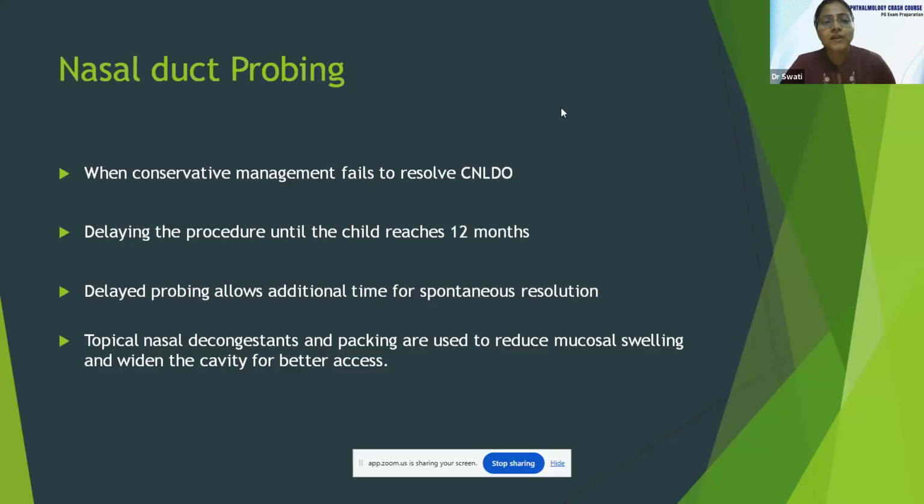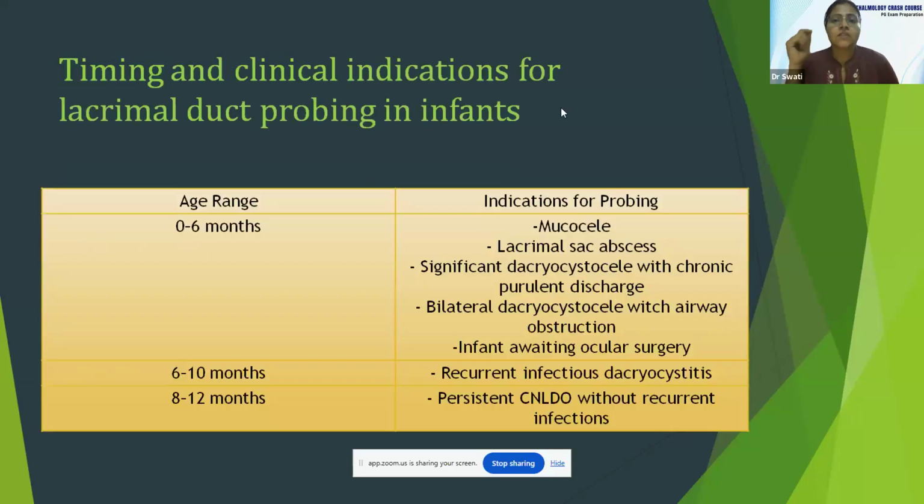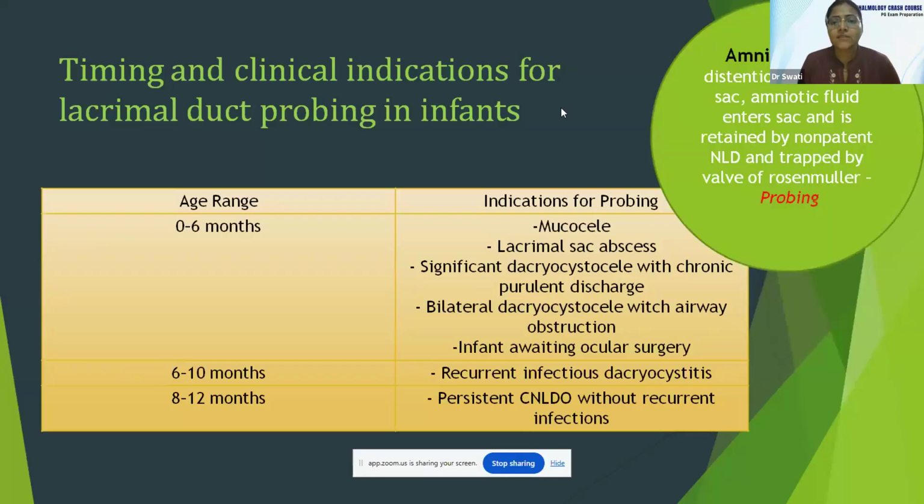Before probing, topical nasal decongestant and nasal packing is done to reduce mucosal swelling and widen the cavity for better access. So early probing before 6 months of age can also be done in a case of a mucocele, a lacrimal sac abscess, or a significant dacryocystocele, or a condition called amniotocele. Now, what is amniotocele? It is distension in the lacrimal sac, wherein the amniotic fluid enters the sac and is retained by a non-patent NLD and trapped by the valve of Rosenmuller. So that is also treated by probing.